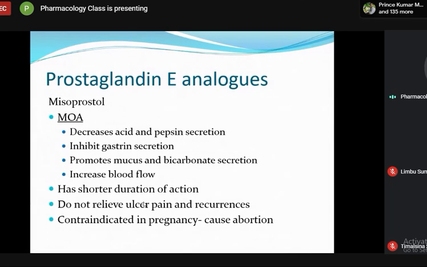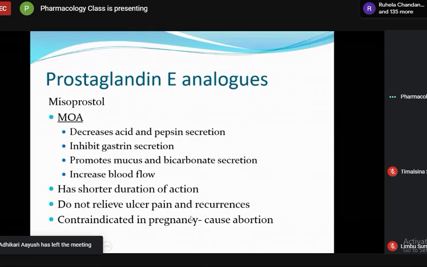Prostaglandin E analogs, in which we have misoprostol. It acts similar to prostaglandin E, that's why it's a prostaglandin E analog. The mechanism is that it decreases the acid and pepsin secretion, inhibits the gastrin secretion, promotes the mucus and bicarbonate secretion, and also increases the blood flow. These are the mechanisms of misoprostol, but they do not relieve the ulcer pain and recurrences. A more effective drug would again be the proton pump inhibitor.